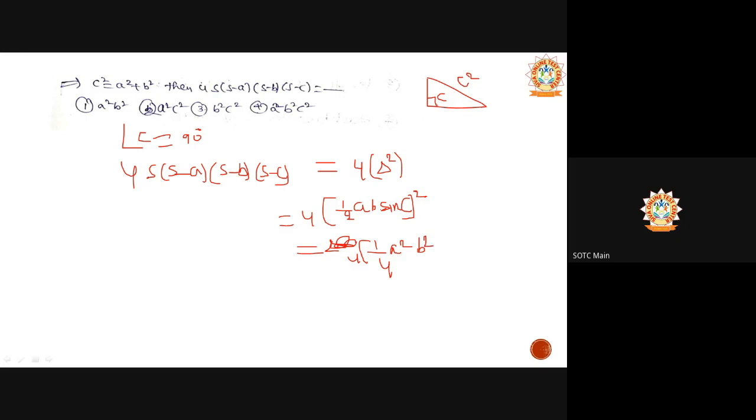So what is sin C? C already 90 degrees. Sin 90 enta? 1. So here 4 will get cancel. Your answer is A square into B square. Option 1 is correct. Clear? Yes, sir. Right. Let us move to the next question.